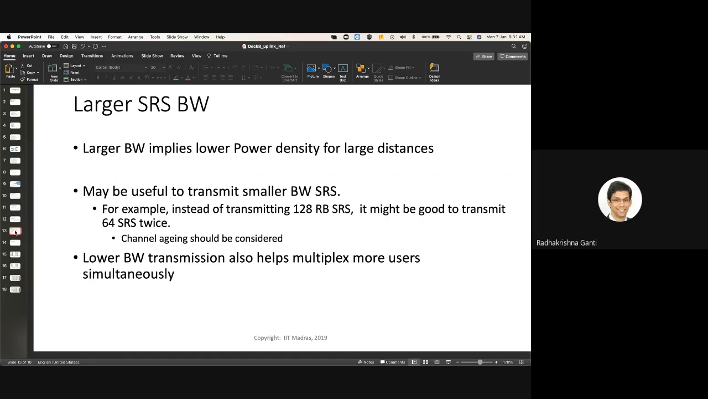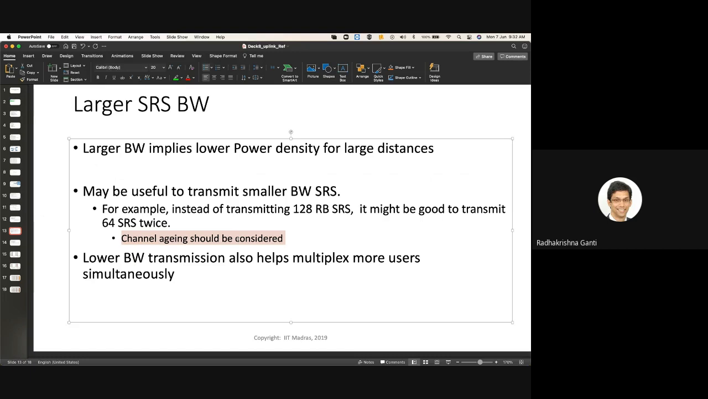Larger bandwidth implies lower power density for larger distances. So sometimes it may be useful to transmit a smaller bandwidth. For example, instead of transmitting a 128 RB SRS, it may be good to transmit a 64 RB SRS twice. When you do 64 twice, you can also multiplex 2 UEs: first half one UE, second half the other UE, and then switch them over. But the problem with multiple SRS transmissions over time is that the channel may change as time progresses, so the base station has to keep track of that too.